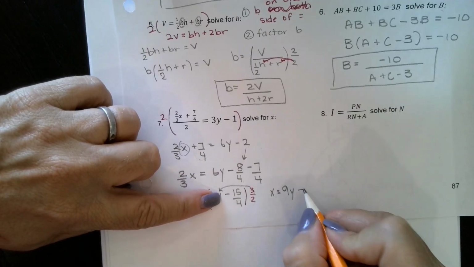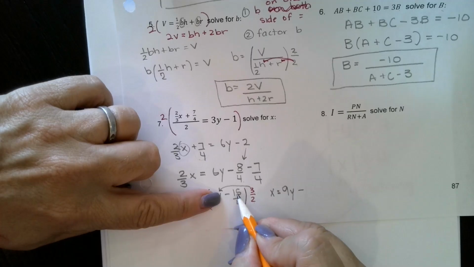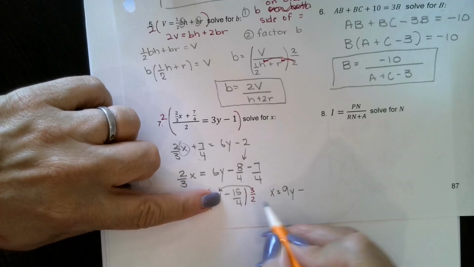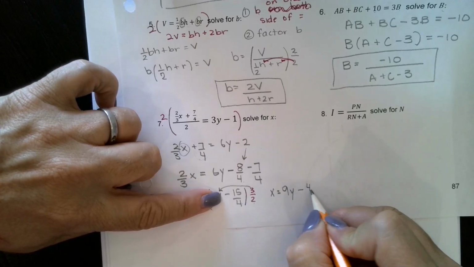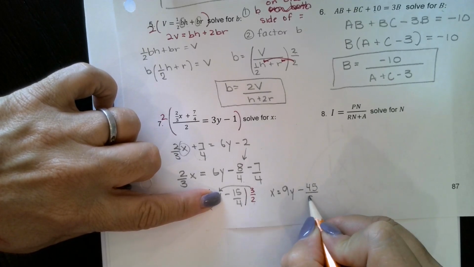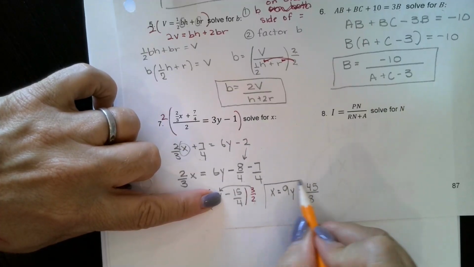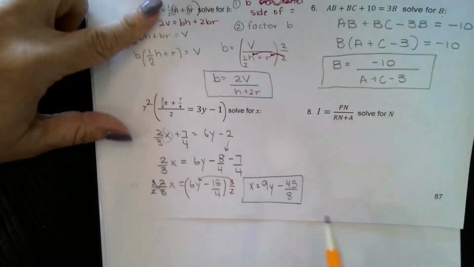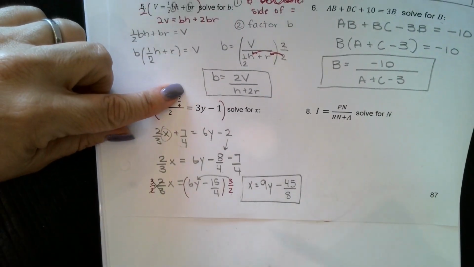And then when I do this one, I cannot cross reduce, right? 3 and 4 don't reduce, 15 and 2 don't reduce. So I'm going to multiply across the top, which is 45, and I'm going to multiply across the bottom, which is 8. So not a pretty number here, but that's what we get.